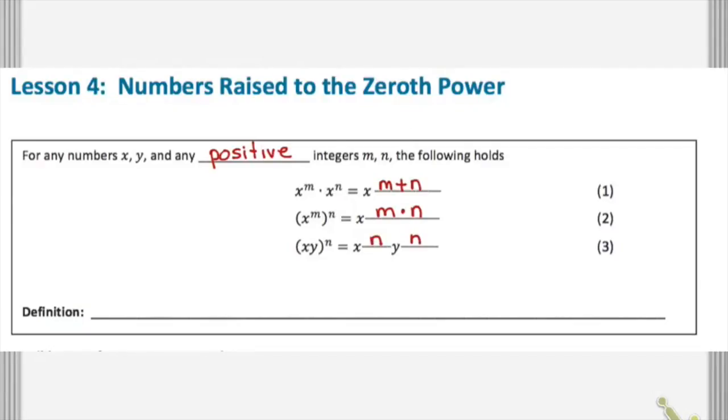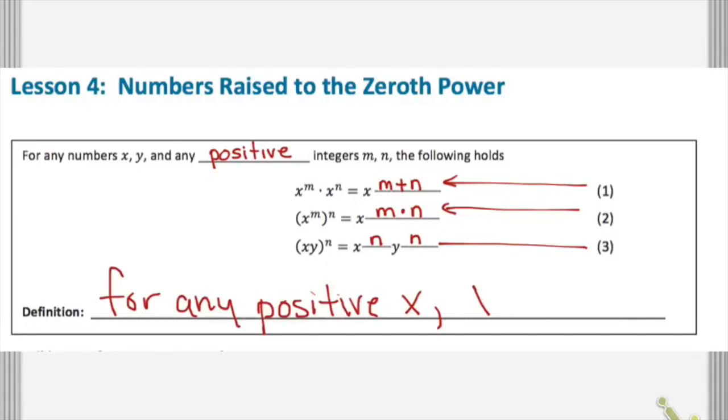So those are the three cases that we're going to be looking at in the examples to analyze our next rule. So when you see the cases, this is what we're looking at on the rest of the sheet. So our definition for the 0 power is that for any positive number x to the 0 power is equal to 1. And we're going to analyze this using these three cases in the next part.